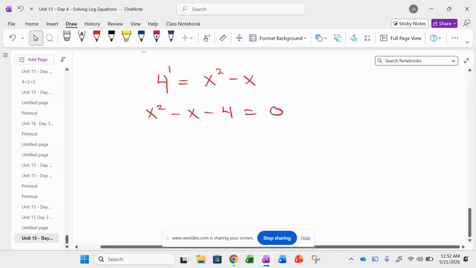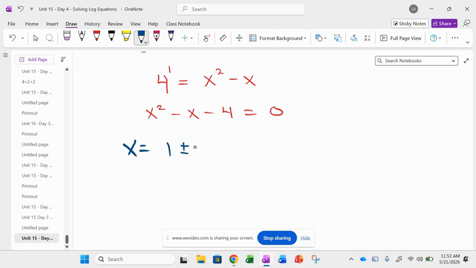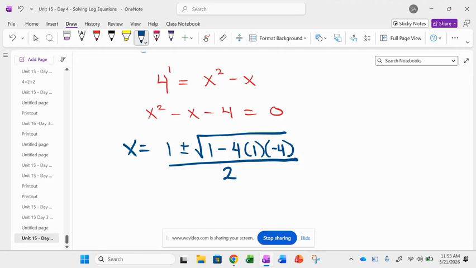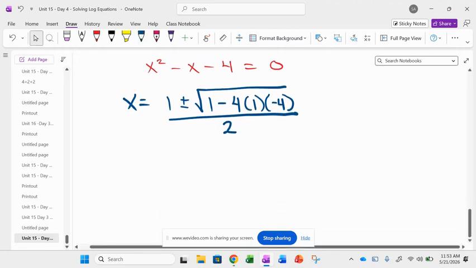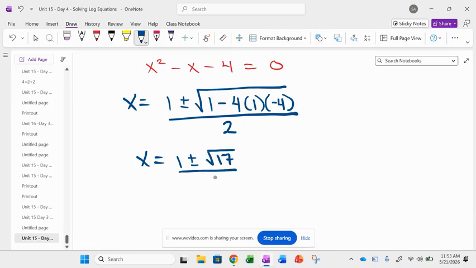The quadratic formula. So we're going to have x is equal to negative b, which is a positive 1, plus or minus the square root of b squared, which is 1, minus 4 times a, which is 1, times c, which is negative 4, all over 2 times 1. And so we're going to get x is equal to 1 plus or minus the square root of 17 all over 2.